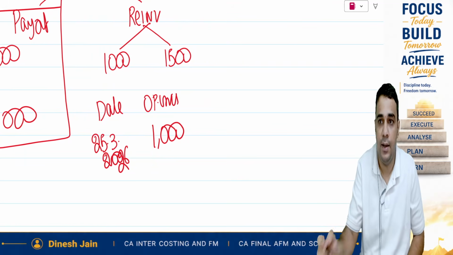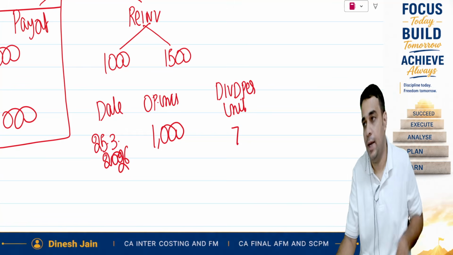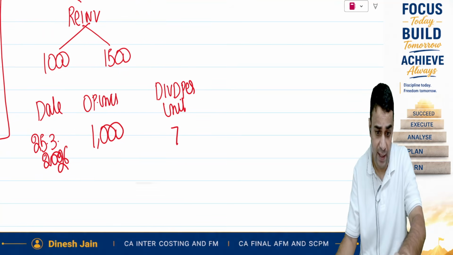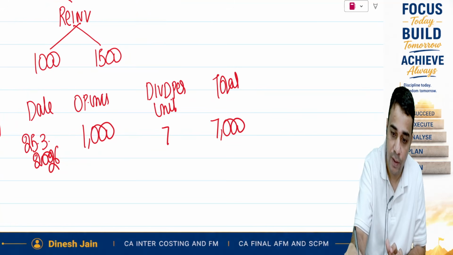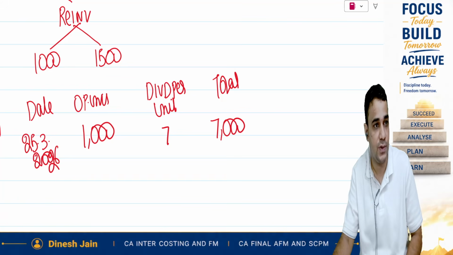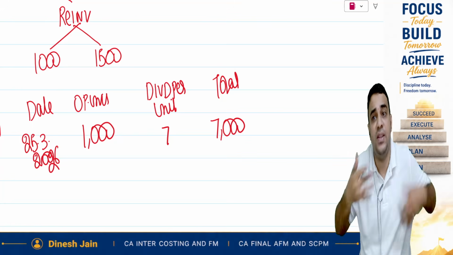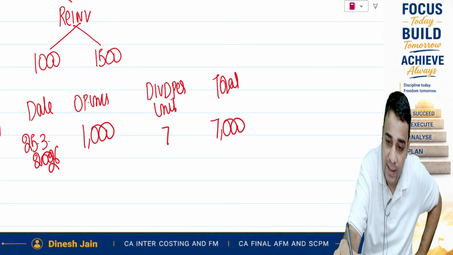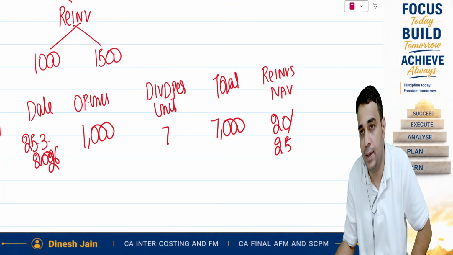The mutual fund declares a dividend of 7 rupees. If they declare a 7 rupee dividend, I get a total dividend of 7,000, which would generally hit my bank account. In a reinvestment plan, the 7,000 does not come to me. I reinvest at an NAV that could be 20, 25, 40, 30. It can be any number.